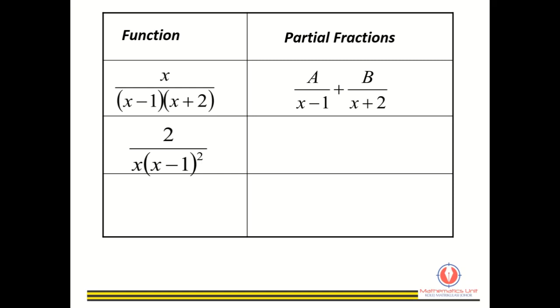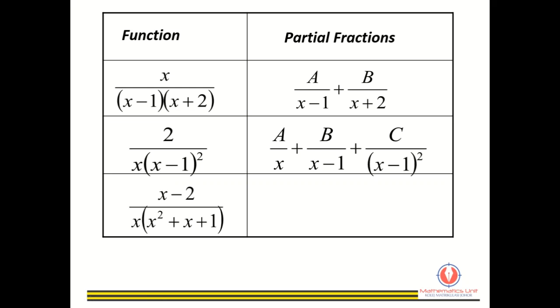We have 2 over x times x minus 1 all squared. So we can get the partial fraction by using a over x plus b over x minus 1 plus c over x minus 1 all squared. This one is a repeated factor.